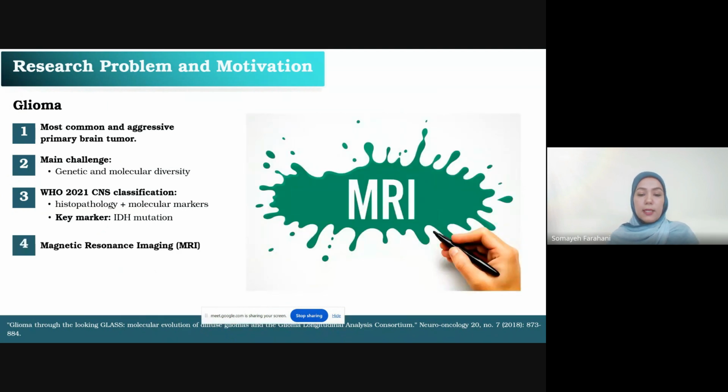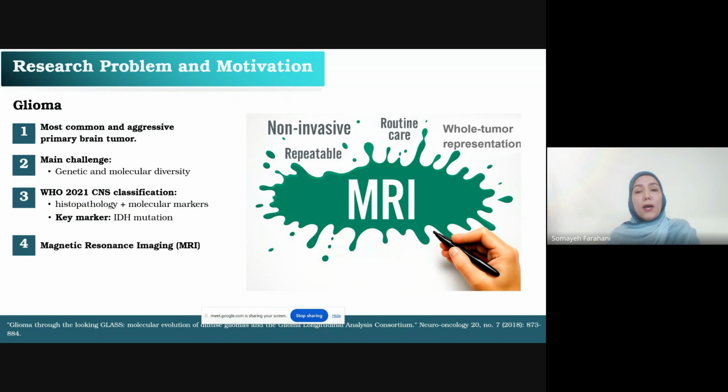That's where MRI comes in, with different sequences that capture rich details of the tumor. This modality is non-invasive, safe to repeat, and already part of routine care before, during, and after treatment. Most importantly, MRI shows the entire tumor in a single scan, not just a small sample. All of this makes MRI a promising non-invasive alternative to biopsy. But interpreting this scan isn't straightforward. It's subjective and depends on the expert. Even for experienced radiologists, some brain conditions can look like gliomas, like a stroke or infection, which adds another layer of complexity.